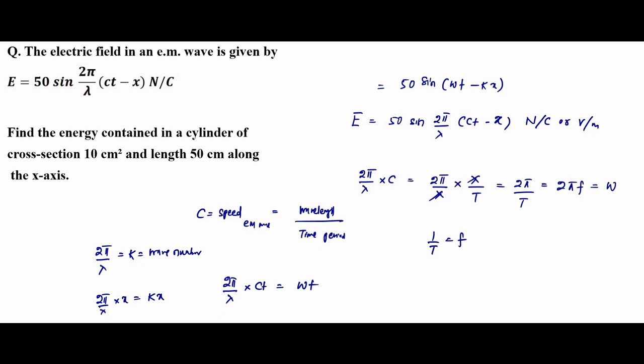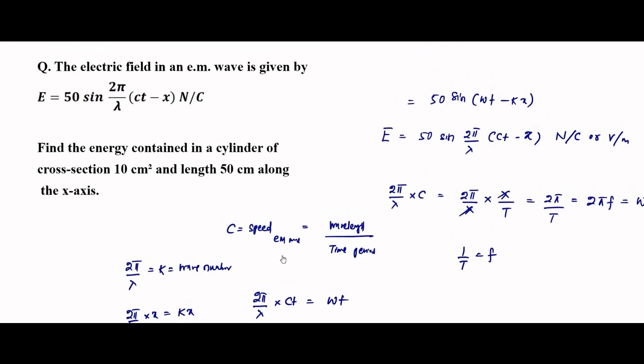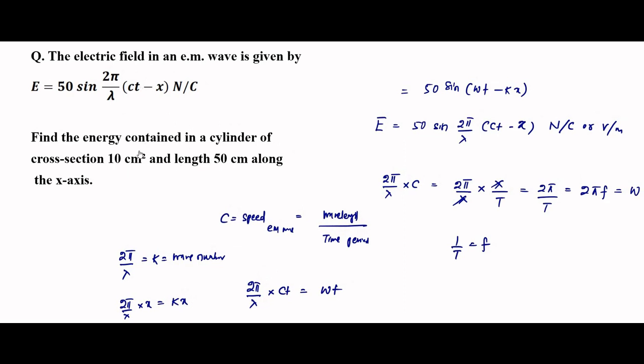Now let us come back to the question. I just wanted to make you understand that. Now we have to find the energy contained in the cylinder. As you can see from the expression of the electric component, the propagation direction is along x-axis. That's why it is given. We have to find the energy contained in an imaginary cylinder of cross-sectional area 10 centimeter square and length 50 centimeter along the x-axis.